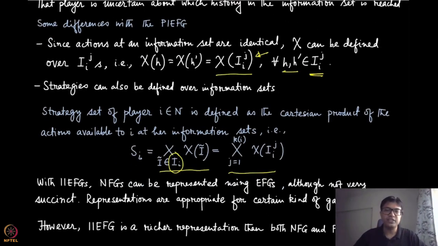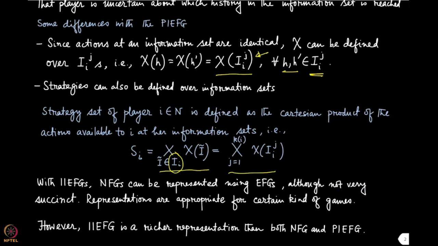So with IIEFG, we see that now we have a much richer representation. With a perfect information extensive form game we are not able to represent the normal form games, but with this extension, IIEFG, we can now represent the NFGs. However, there is a word of caution that it is not a very succinct representation. It's not very concise. NFG representation is the most appropriate for simultaneous move games, as we have said before, and IIEFG or PIEFG is more appropriate for sequential move games. But nevertheless, IIEFG is definitely a richer representation than both NFG and PIEFG.